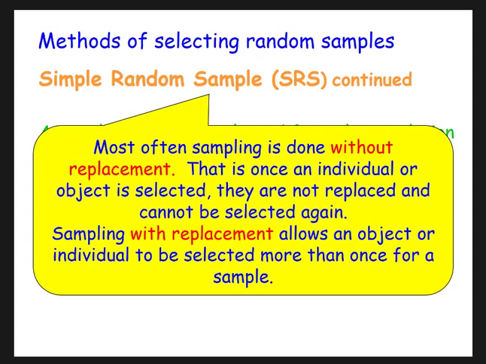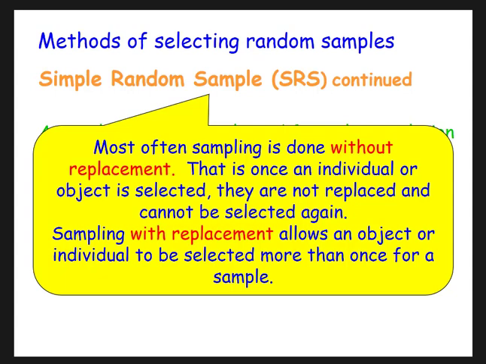So most often sampling is done without replacement. What that means is you draw a student's name out of the hat or the box, or their number from the random number tables. We can't choose that same person again. They're not going to be repeated. So once that individual is selected, they're not put back into the population to be selected again.